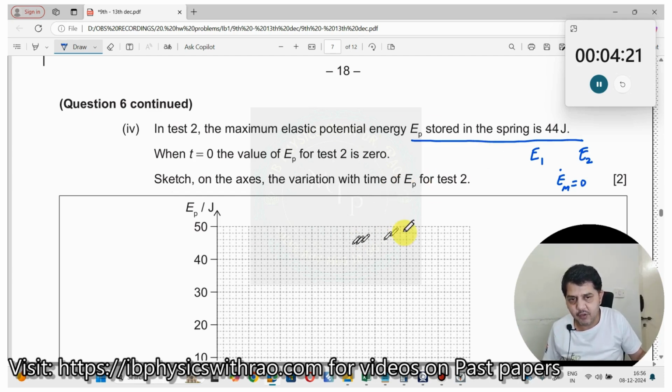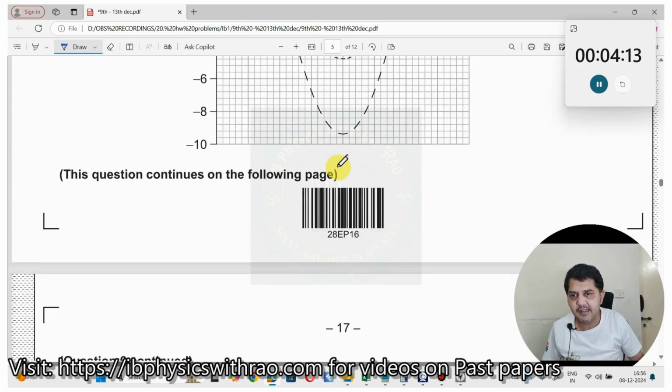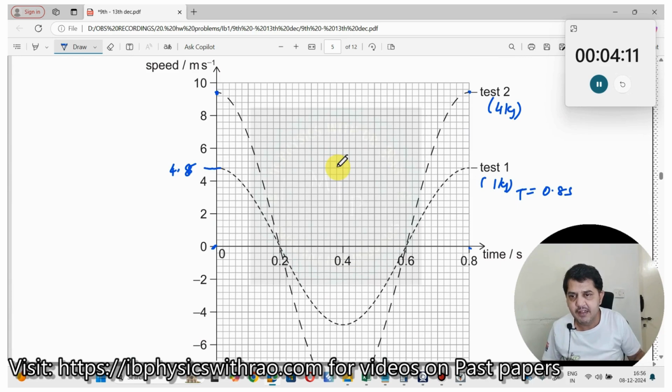EP for test 2. Again, when he is giving you so much, we need to look at what information we can derive from the graph. Now let us go back to the graph for test 2. What is the special thing here? See, maximum speed is here. This is 8.4, 8.8, 9.2, 9.6, right? Let me calculate it once again: 8, 8.4, 8.8, 9.2. This should be 9.4, 9.6, 10. Right, 9.4 meters per second.